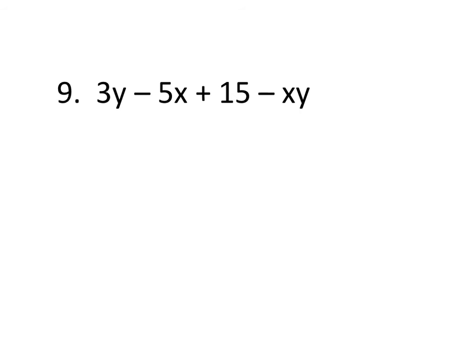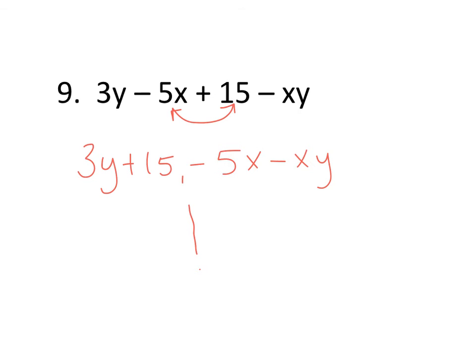Well, you are going to just move things right around, okay? It really doesn't matter who you move around as long as eventually you get GCFs. So sometimes I just start with switching the middle 2 terms. So I'll get 3y plus 15 minus 5x minus xy. And I'll go ahead and I'll do my GCF, my factor by grouping here.